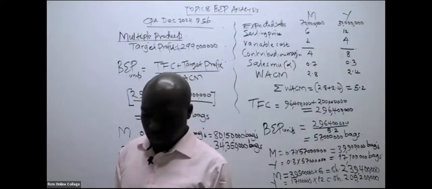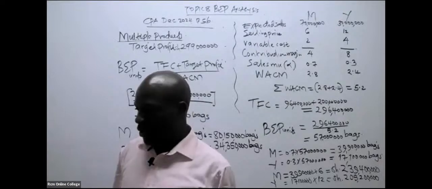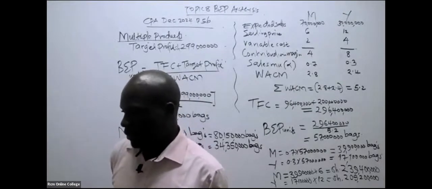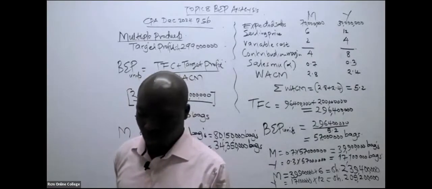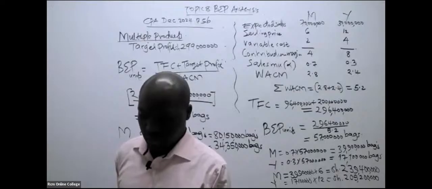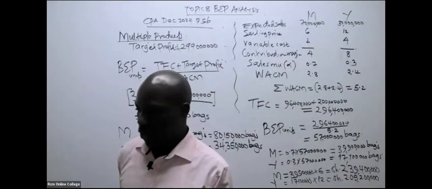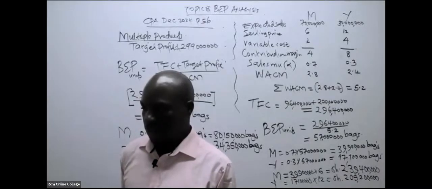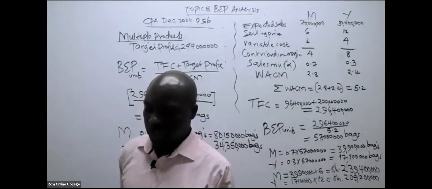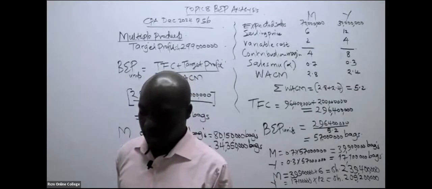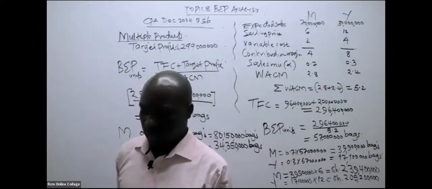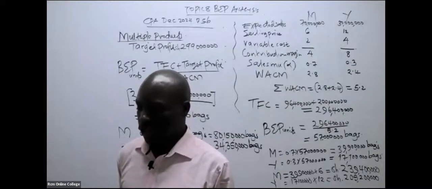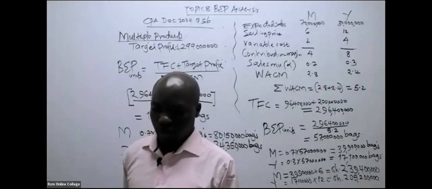Is it part of topic number 8? Is it part of topic number 8, really? That is topic number 4. Question number 3B is topic number 4. Yes, CPA. CPA April 2024 has got a question under multiple products. Question number 3B of April 2024 CPA. You'll be able to get everything there.